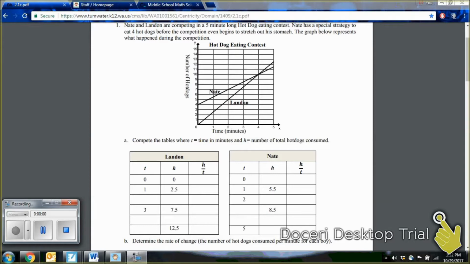Okay, here we go. Nate and Landon are in a 5-minute long hot dog eating. Nate has a special strategy to eat 4 before the competition even begins to stretch out his. The graph below represents what? During the competition. Okay, good job reading, people.